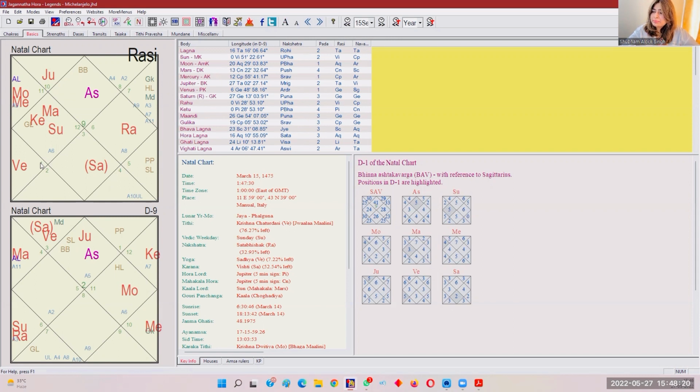So this is the example. I hope it is pretty clear to you. If there is any question, you can ask in the comment section. This is such an astounding technique to rectify the birth chart, and it gives superb results.